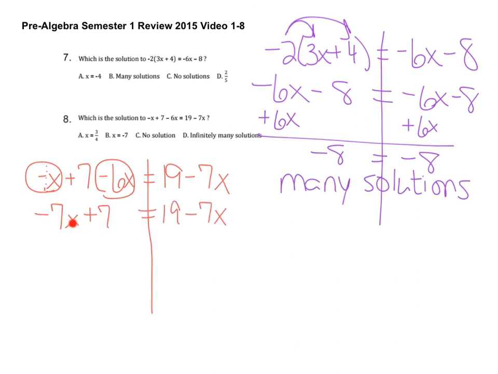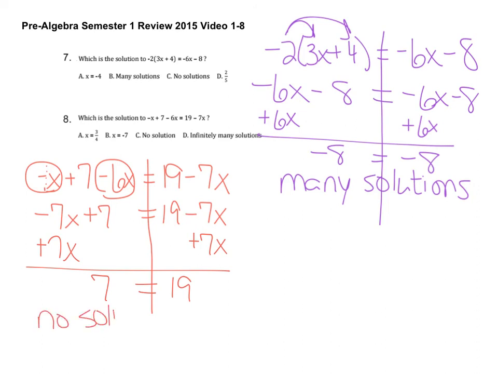Notice I have a match again. That's a clue that something's about to happen. So we add 7x to both sides. We get 7 equals 19. That is not true. So this equation also has no solution. There is nothing that makes it true. And the answer is C. Oh, and I forgot to mark on 7. Many solutions should have been B.